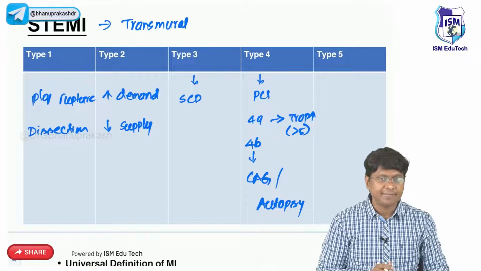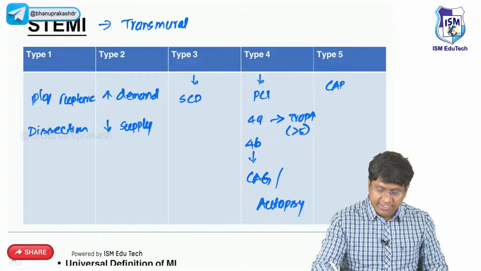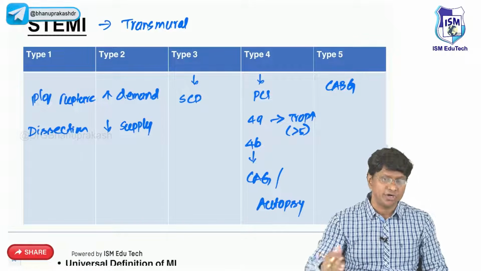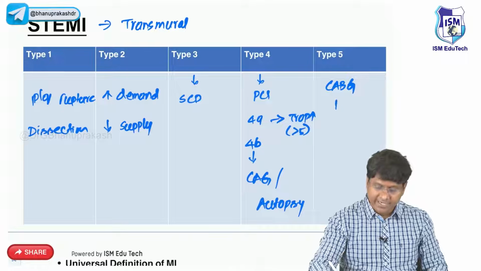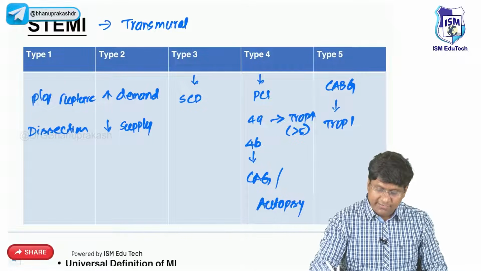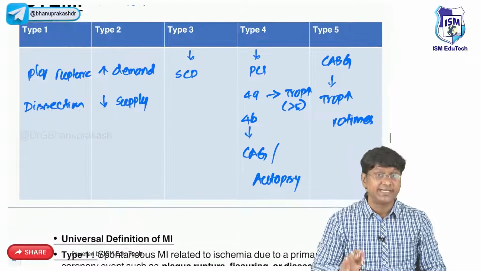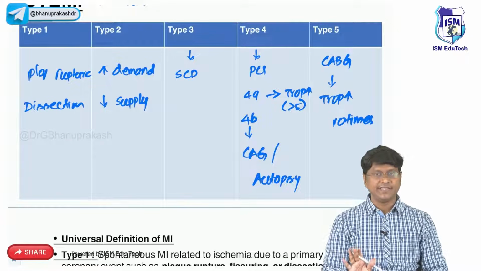Then what is type 5? It is MI related to coronary artery bypass graft, where the grafts have been blocked. Again the individual has developed MI, and how can you identify this? The troponin levels will be elevated, almost 10 times. So these are the various types of MI.